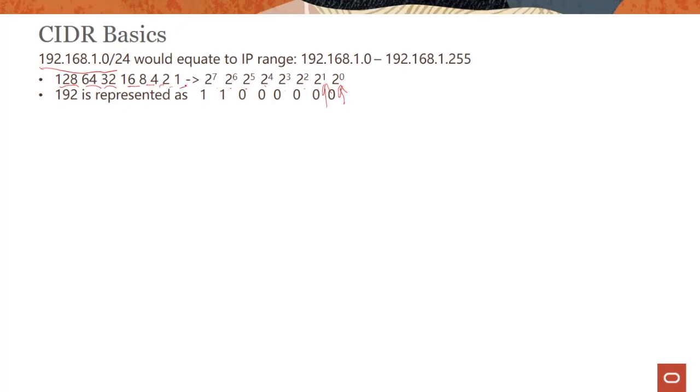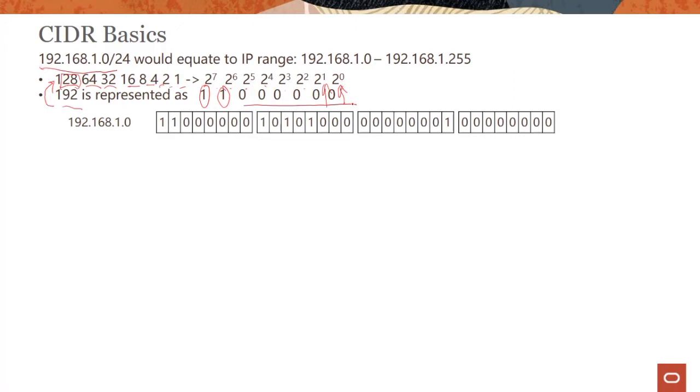Correct? So if you have to represent 192, you do this mental math and say, okay, to get to 192, I need 128. So that bit has to be turned to 1. I also need the next bit, which is 64. So if I add 128 and 64, I get to 192. So the remaining bits can all be 0, because I don't need those binary bits to be turned on in order to get to my decimal value of 192. So that is how you translate between decimal and binary. That's just basics, but it's important to know.